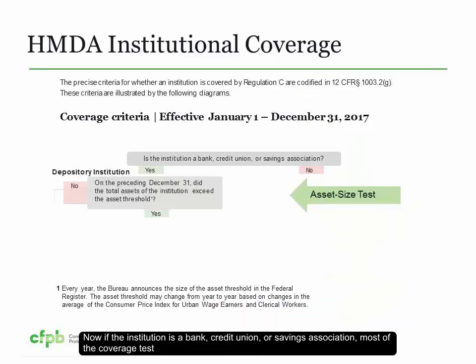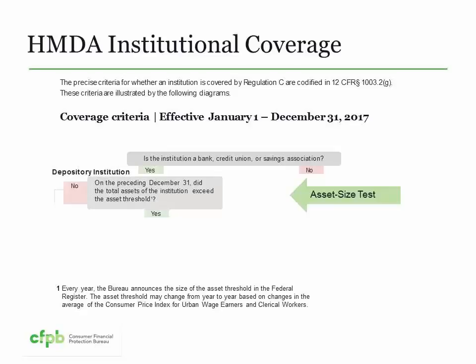Now, if the institution is a bank, credit union, or savings association, most of the coverage tests will not change under the final rule. The institution will apply the same asset size tests, location tests, loan activity tests, and federally related tests to determine whether it is required to collect data in 2017.